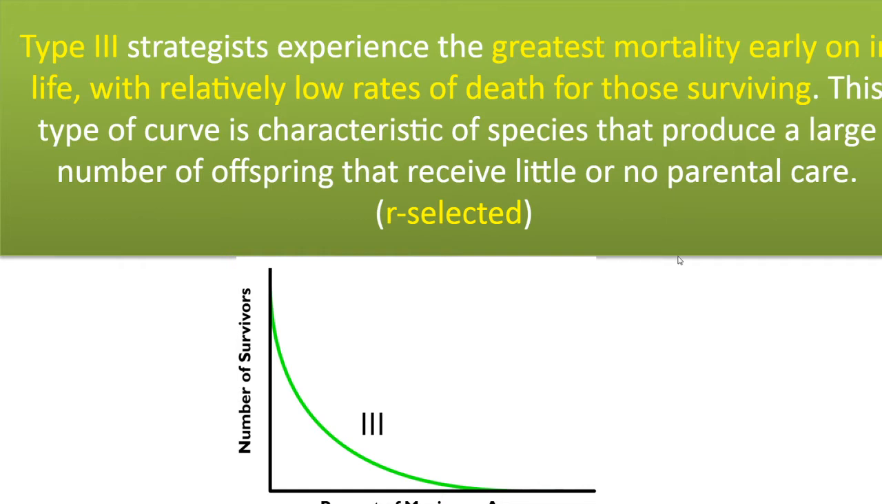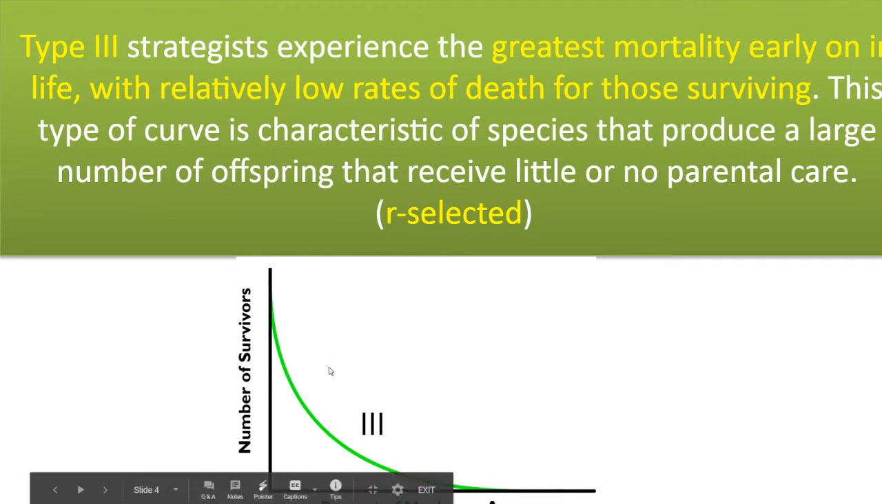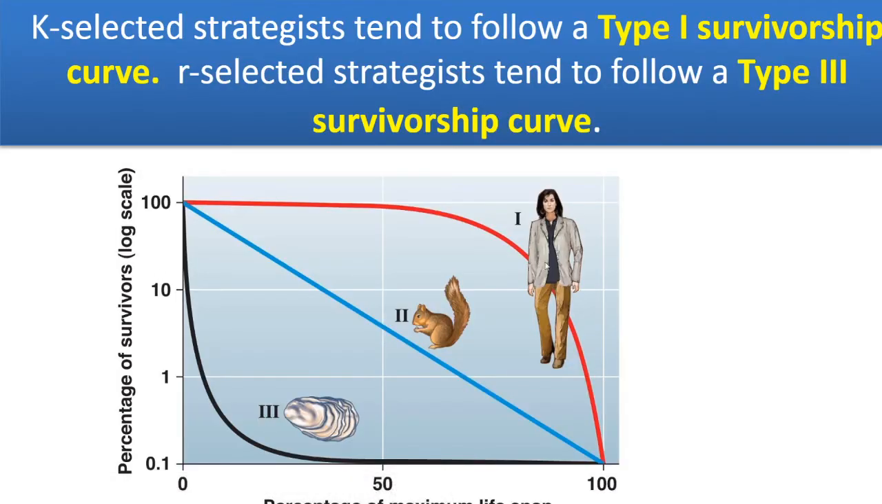So our R selected species usually fall into the type 3 style because they produce so many offspring. Of course, a bunch of them are going to die in the first quarter. But after that first quarter, they can survive for quite a while, assuming nothing else really bad happens. So type 1, type 2, and type 3.